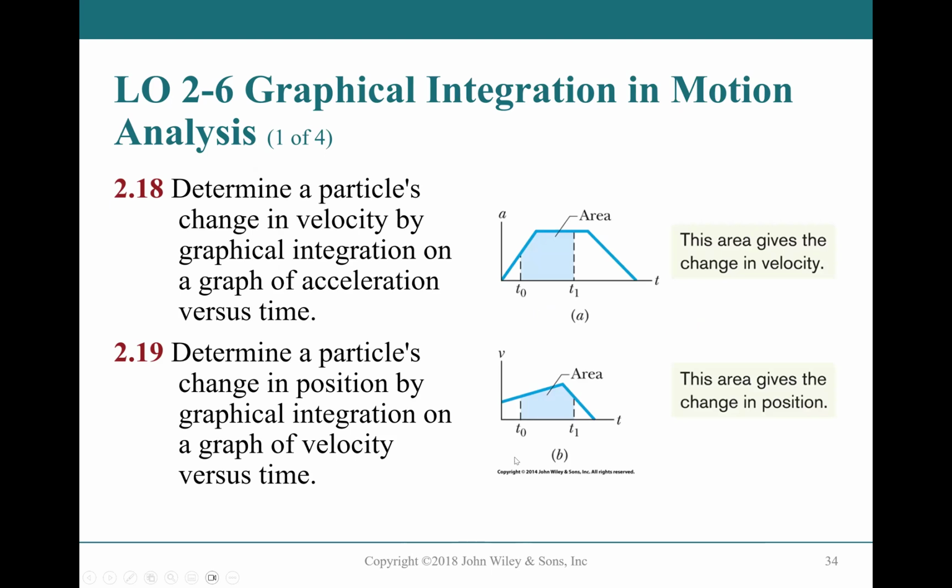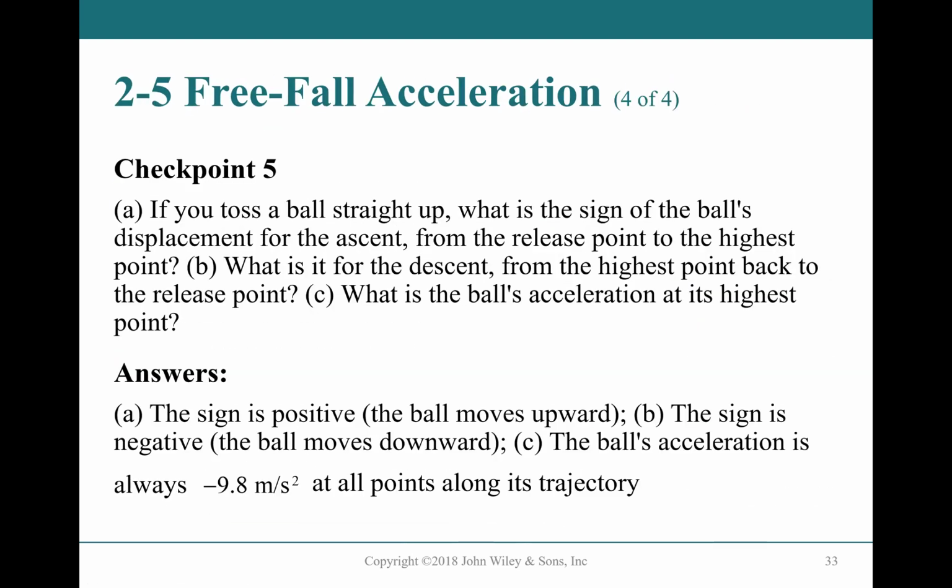So we also have this checkpoint here. If you toss a ball straight up, what is the sign of the ball's displacement for the ascent, from the release point to the highest point? So you are going from the release point to the highest point here, okay? And what is it for the descent? Descent means going down from the highest point back to its release point.